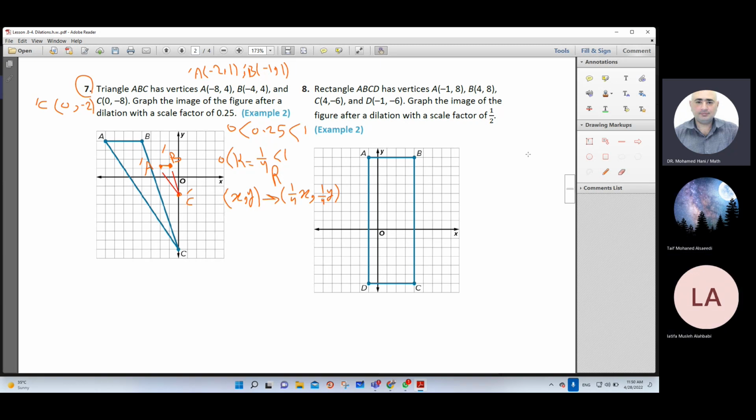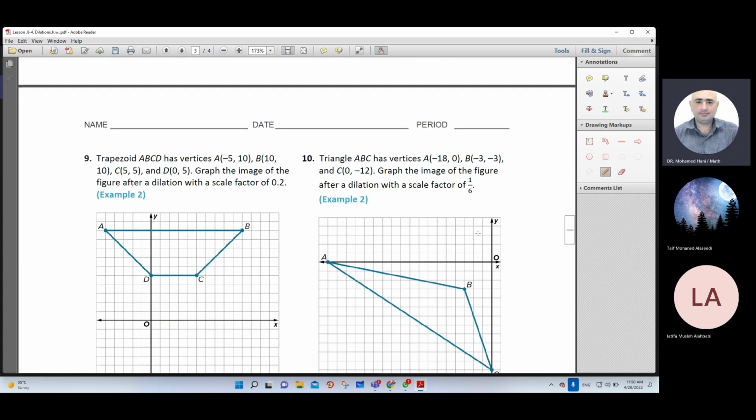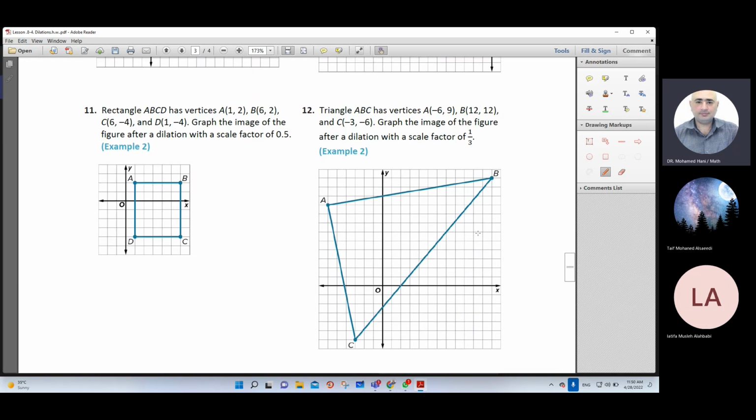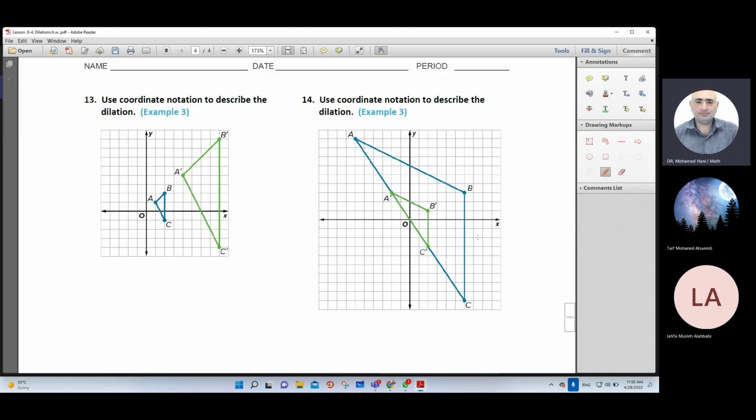Number 8, the same idea, but here 1 over 2 means divide by 2. Number 9, the same idea. Number 10, the same idea. 11 and 12, the same idea. But number 13.